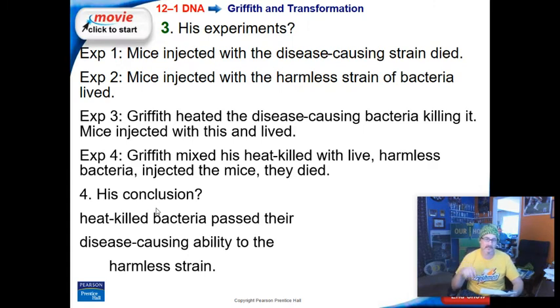What he concluded is that the heat-killed disease-causing bacteria passed on their disease-causing ability to the harmless strain. Now just to clarify, that's all he knew. He didn't know how the mice died. He didn't know what was being transferred from the heat-killed disease-causing into the harmless. He didn't know any of that. He just knew what was happening. Okay? Moving ahead.